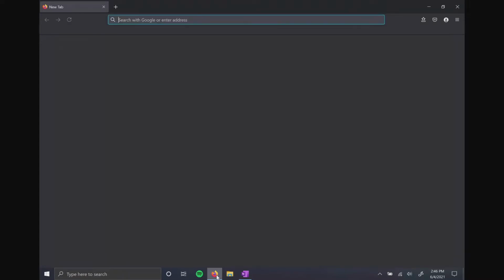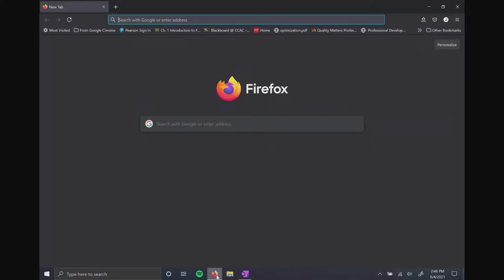I'm a huge fan of Firefox. So if you're not using Firefox, I would highly recommend it. Even for you Mac users, Macs are really good computers, but they just don't play nice with anything else other than Mac products.